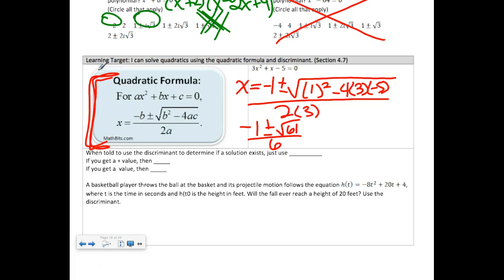Can we do anything with 61? Can I put a perfect square into 61? No. So we're going to leave it like this. So when we were doing just the quadratic formula, we didn't really do anything with it. We just left it like this.